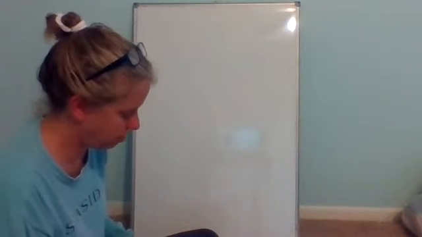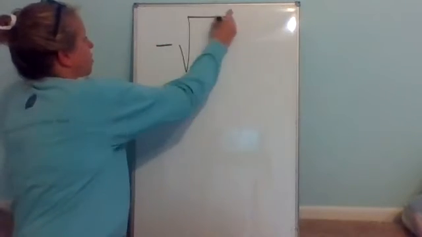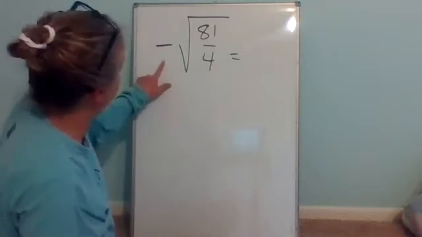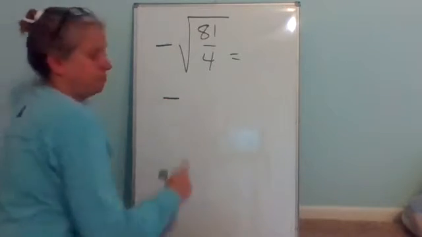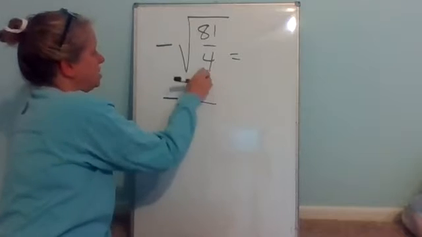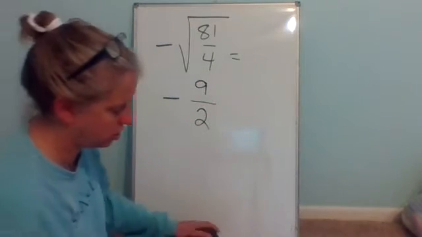Number 7, excuse me, the negative on the outside, the square root of 81/4 on the inside. So again, the negative just comes down. The square root of 81 is 9. The square root of 4 is 2. So negative 9/2 would be your answer.